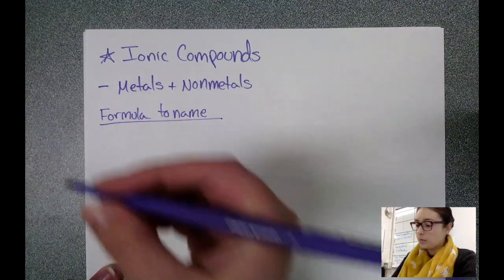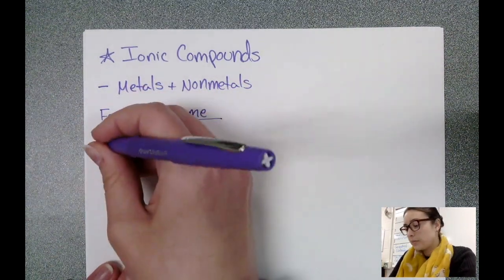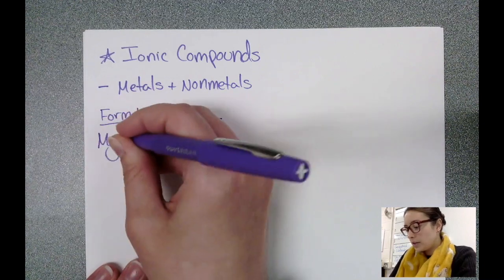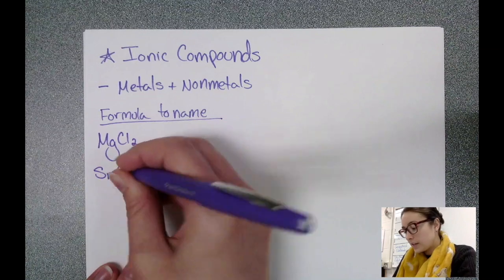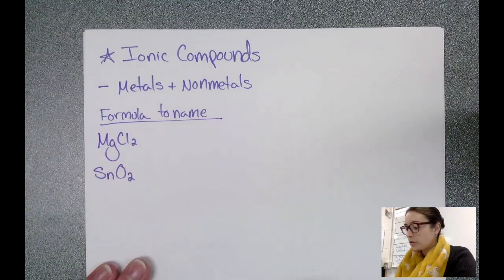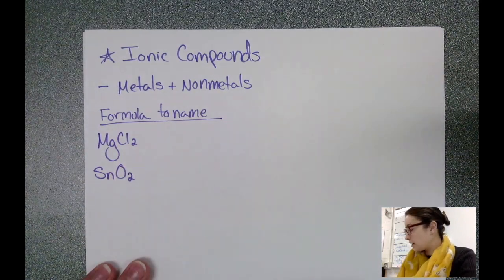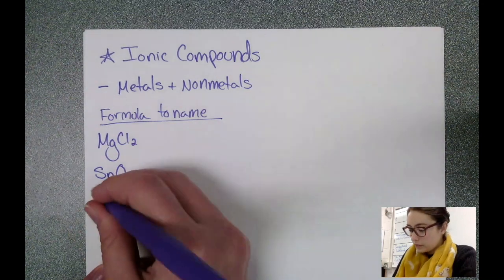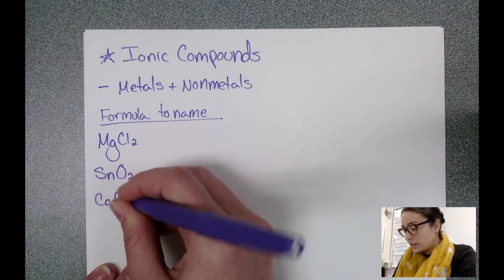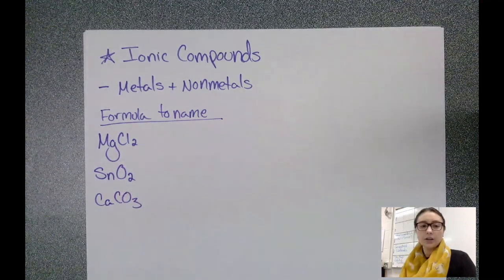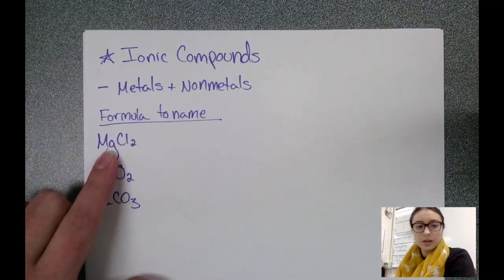So let's say we start with these three examples. We've got MgCl2, we've got SnO2, and we've got CaCO3. All right, so first thing, Mg.